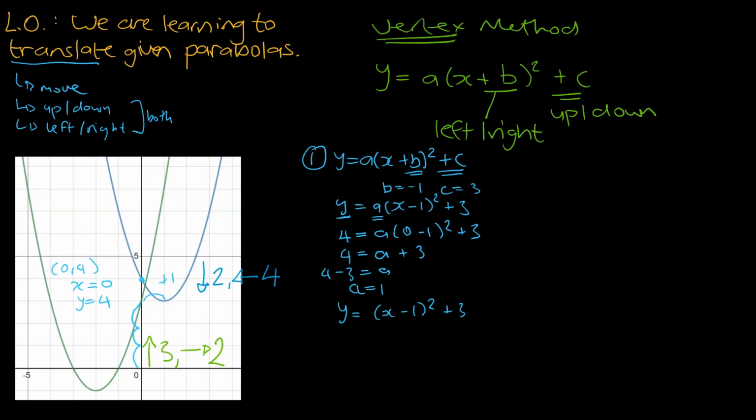So we've got the equation. We now want to use the instructions to move this. So the first instruction relates to the c value. That's going to be moved down, which is -2. So 3 minus 2 is going to be equal to 1.